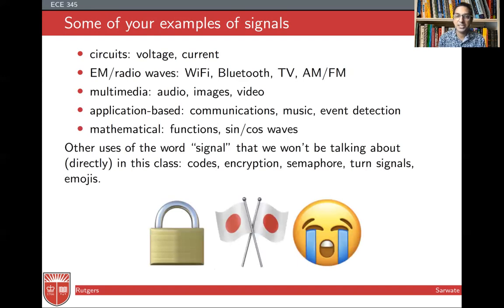There are other uses of the word signal, which some people usually think of when they think of signals, and these are also signals. It's a good example of why language is sometimes imprecise. So the use of signals such as codes and encryption and semaphore and turn signals or emojis, these are all signals. They're signaling something, but they're not signals in the sense of these mathematical functions that we're going to look at in the class. If you're interested in codes, however, for example, there is a whole class on coding that Professor El Ruayab often teaches as well.